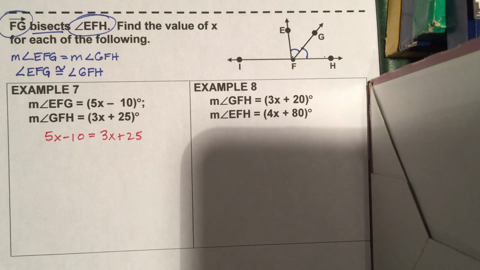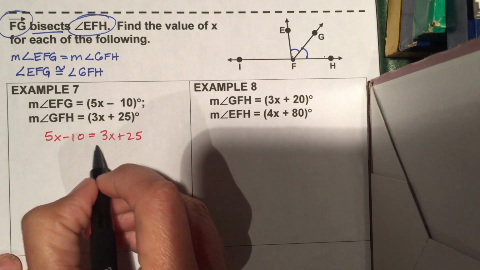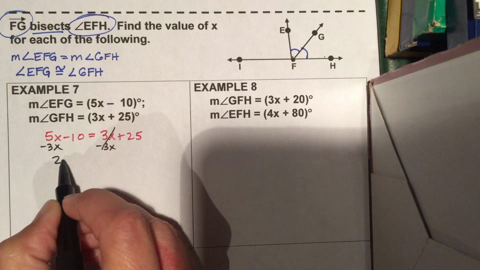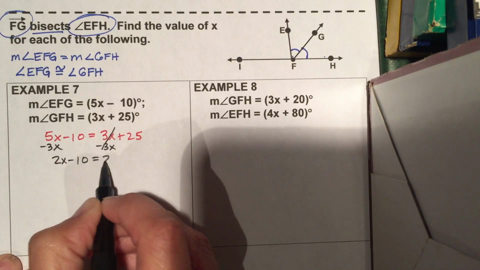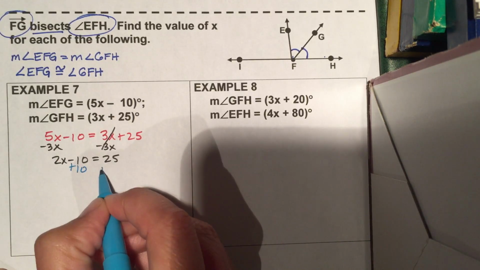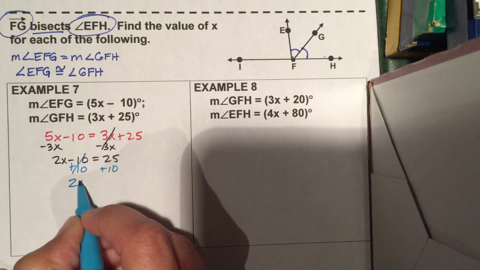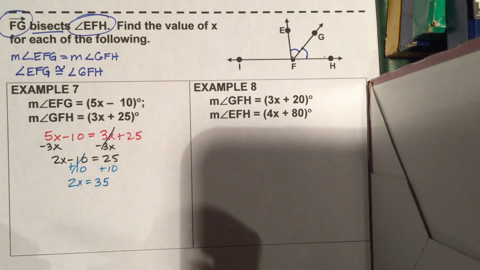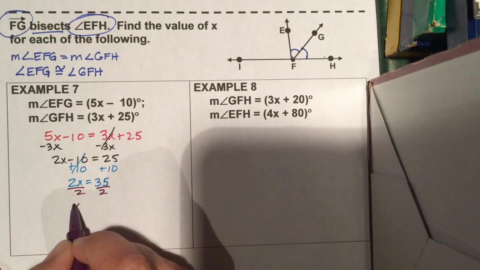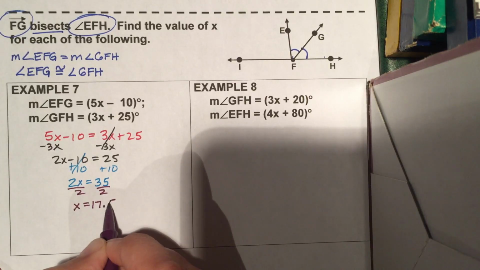So I'm going to solve it. I'm going to move the 3x. That's going to be my first step. Your first step may be a little different. I've got 2x minus 10 equals 25. My next step, I'm going to add the 10. So 2x equals 35. And then I'm going to divide both sides by 2. So x equals 17.5.